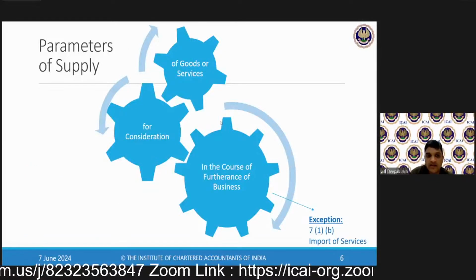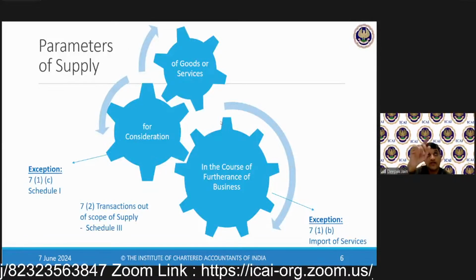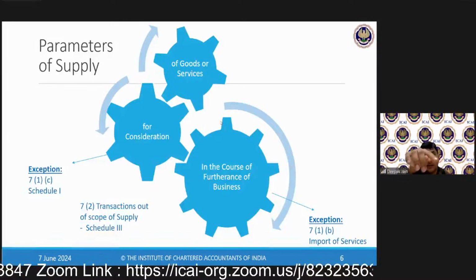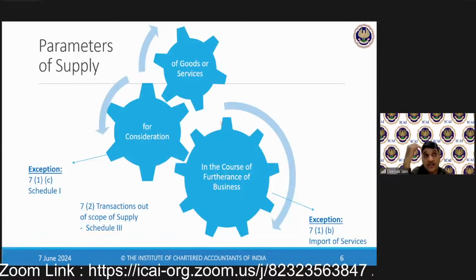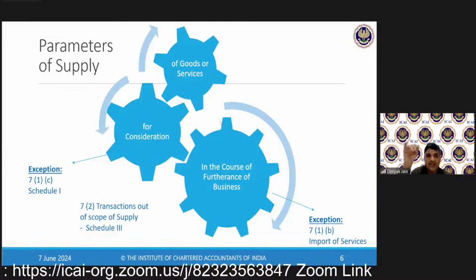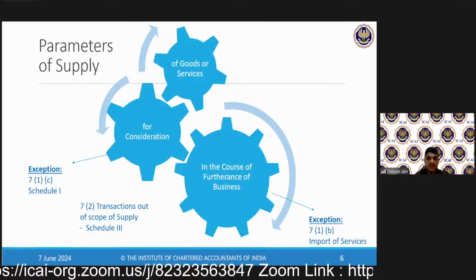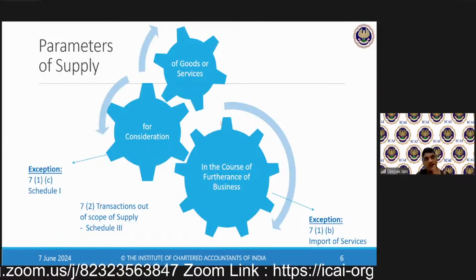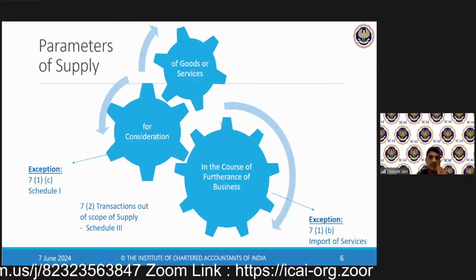और क्या बोलता है? 7(2) आ जाता है। Section 7 subsection 2 says that transactions which are outside the scope of supply are given in Schedule 3. So Schedule 1 is for such cases जहाँ पे supply of goods or services है, in the course of furtherance of business है और consideration नहीं है, that is Schedule 1.